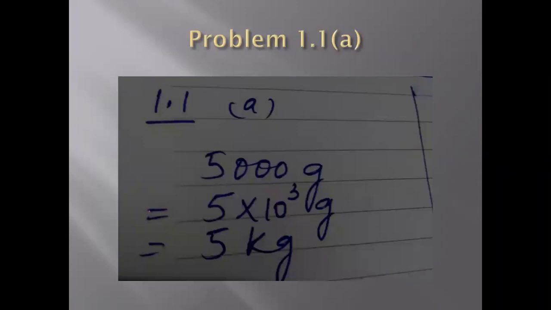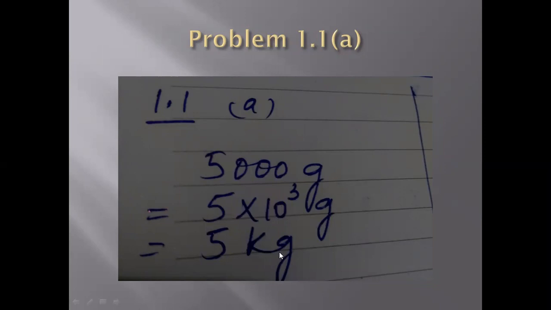Then problem 1.1a. The question is: express the following quantities using prefixes. Its A part is 5,000 grams. First of all, we will write it in this way: 5 multiplied by, as there are 3 zeros, 10 raised to the power 3 grams. And 10 raised to the power 3 is equal to kilo. So instead of 10 raised to the power 3, you will write kilo. So the answer is 5 kilograms.